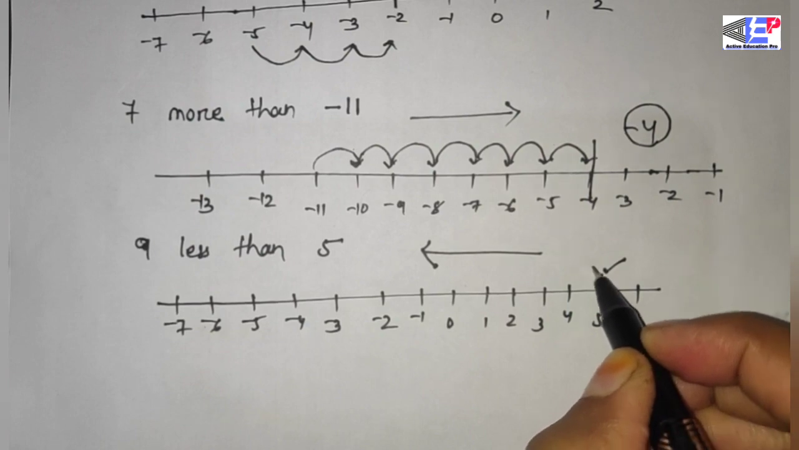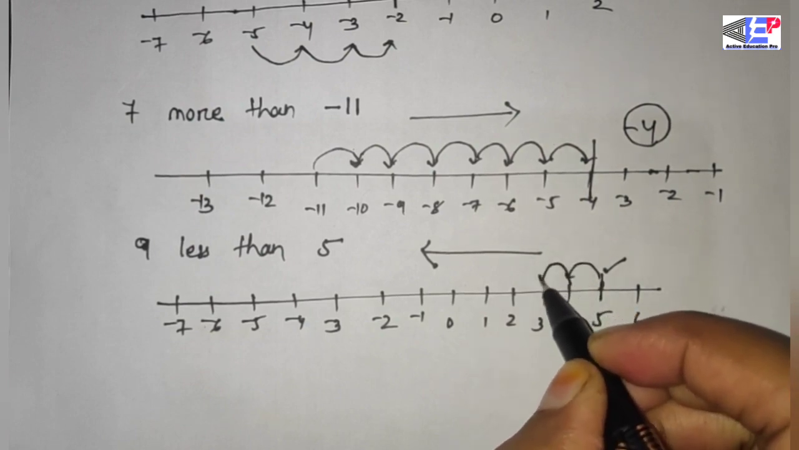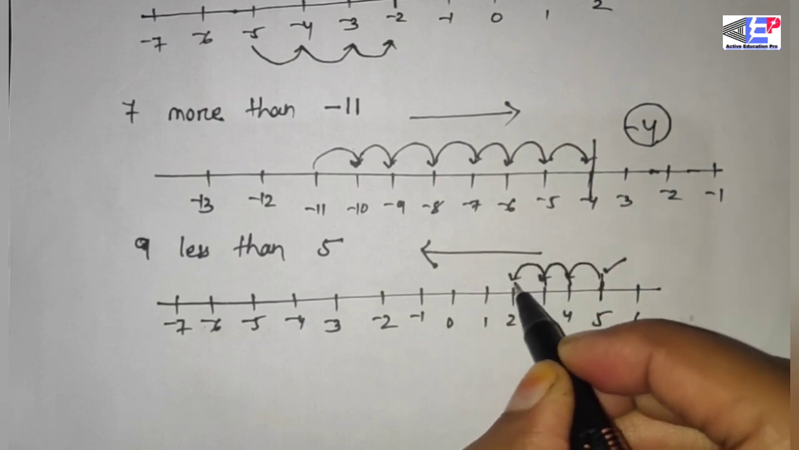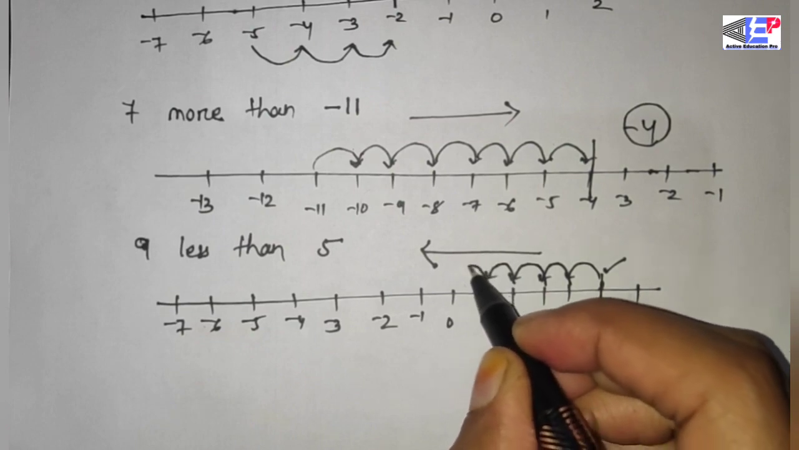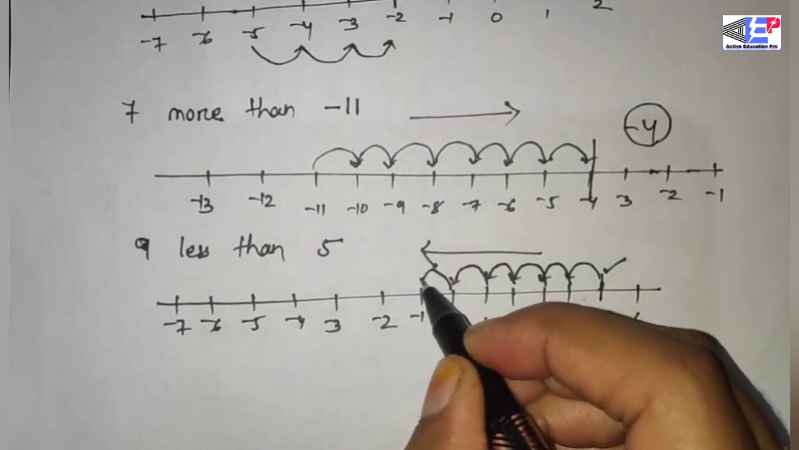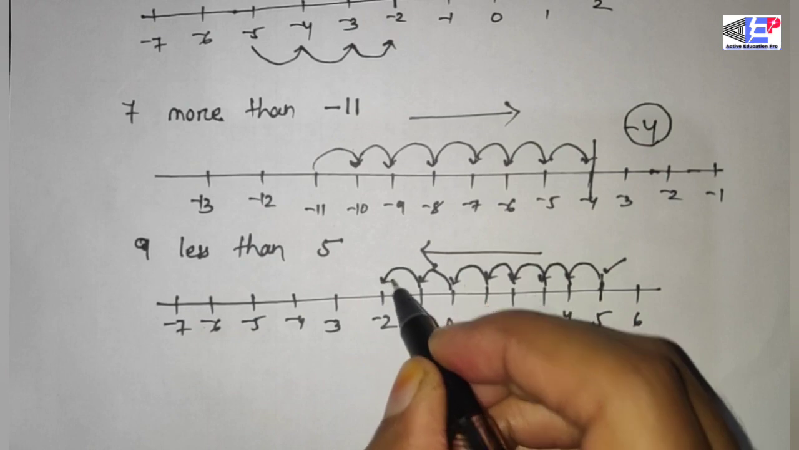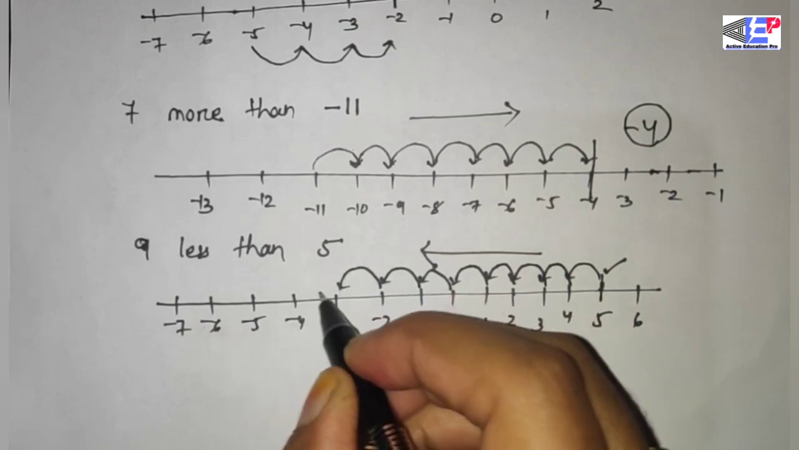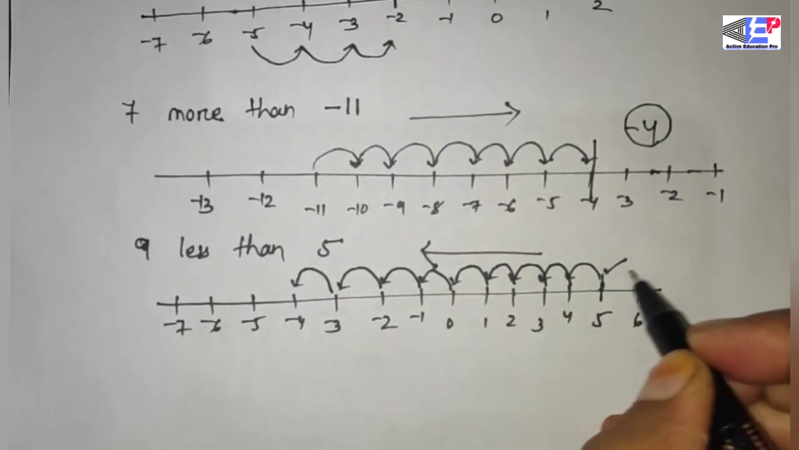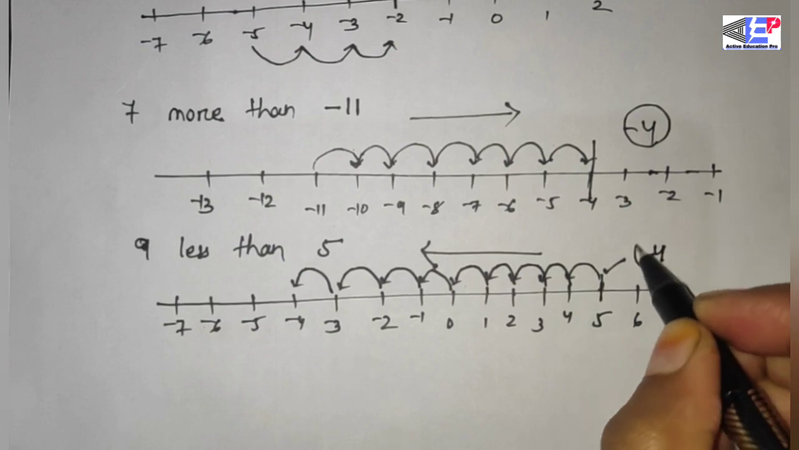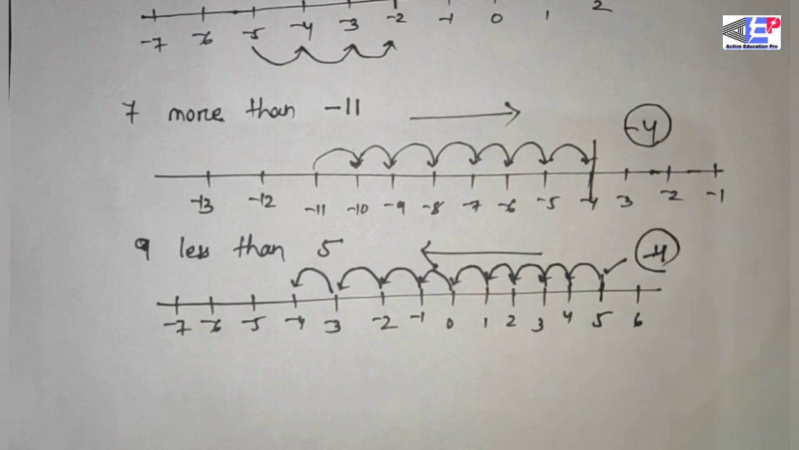This is 1, 2, 3, 4, 5, 6, 7, 8, 9. So this is minus 4. Look here, as per our requirement, I denote here this is 5.